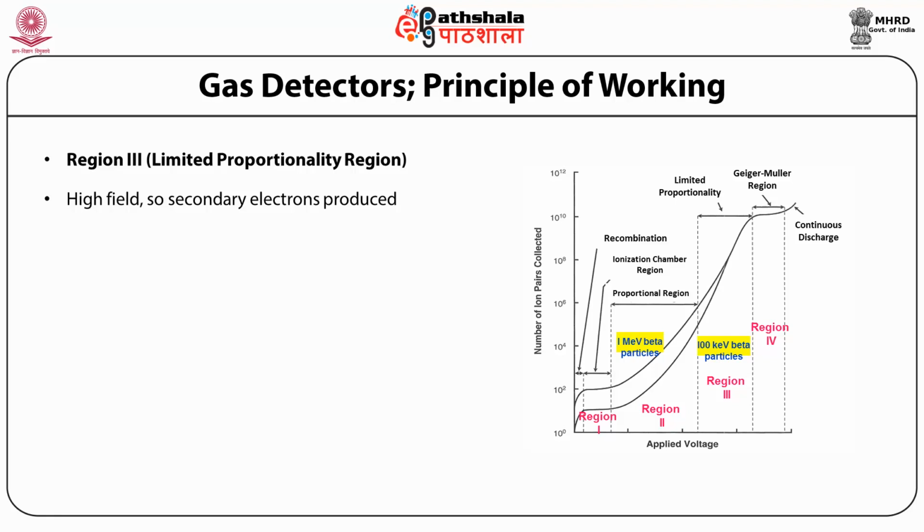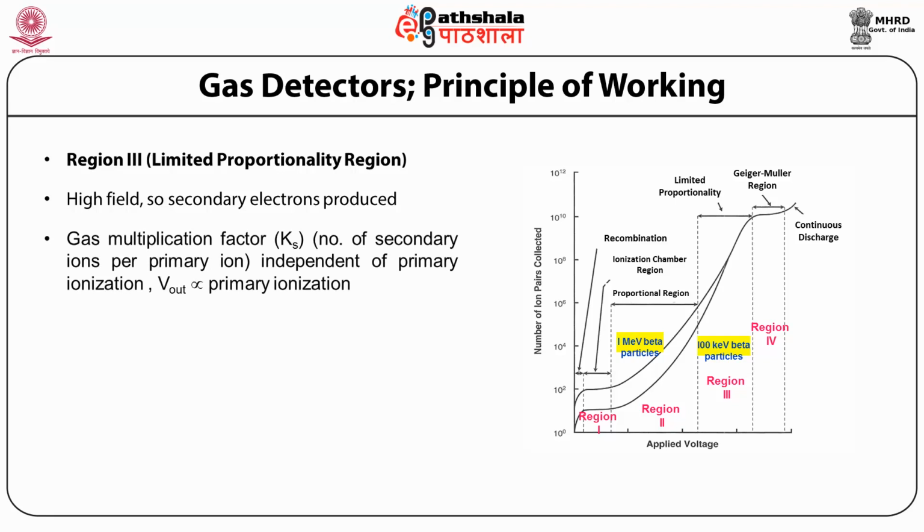So the secondary electrons are produced. These secondary electrons basically correspond to the gas multiplication factor, that is, the number of secondary ions per primary ion. Number of ion pairs multiplication is observed. Number of secondary ion pairs are independent of primary ionization. So the output voltage is proportional to the primary ionization.